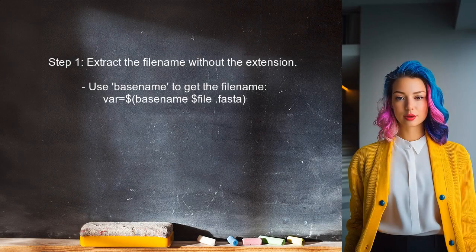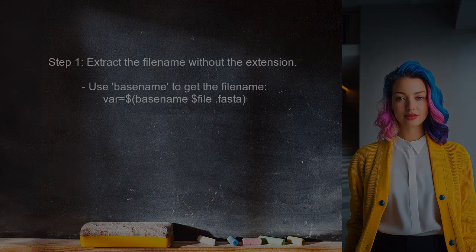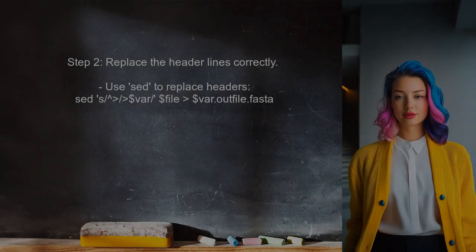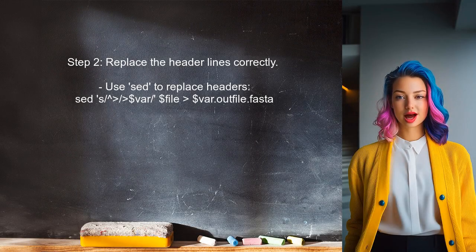To begin solving this issue, the user needs to modify the command used to replace the headers in the FASTA files. The first step is to correctly extract the file name without the extension. Next, the user should use a command that properly replaces the header lines. Instead of using a pipe, the user can use a combination of sed and redirection to achieve this.